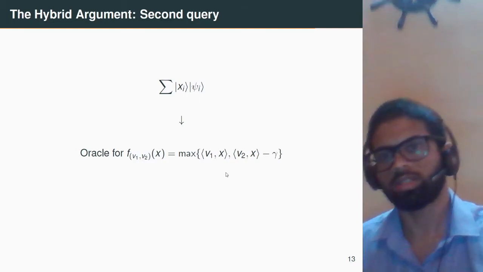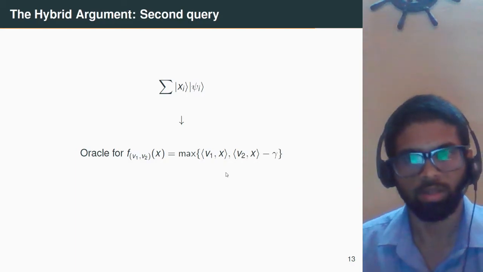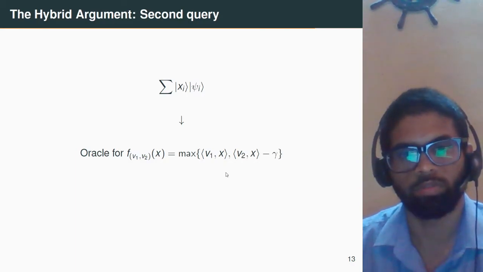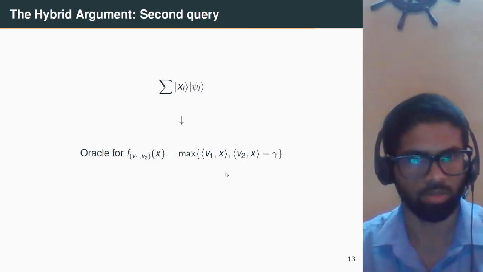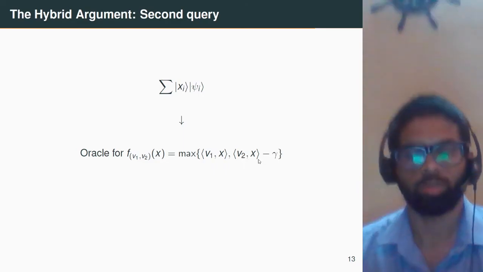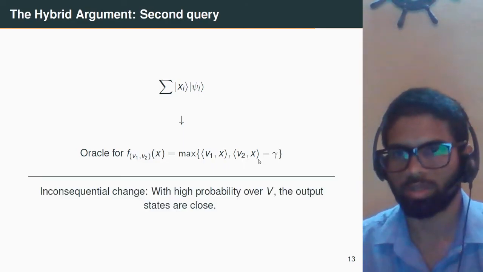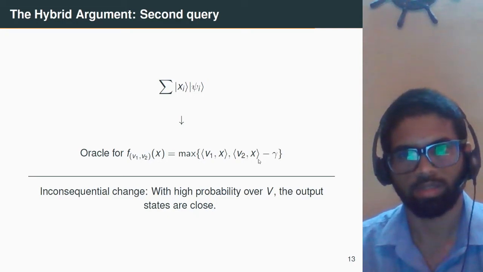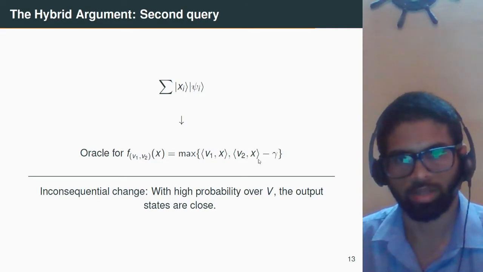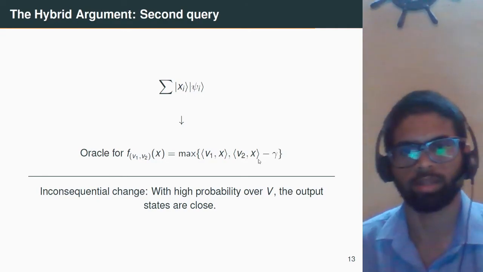Now, since the first oracle that it went through didn't have any information about V2 and so on, before you pass through the second query, V2 through Vk are still completely unknown. And again, what that means is that the second term is going to be larger, with high probability, than any of the later terms. So again, this is an inconsequential change. And again, you can argue that if your original algorithm was correct, then these changes are hardly making any difference. It should still be correct.